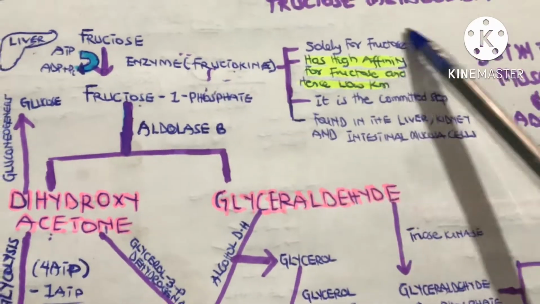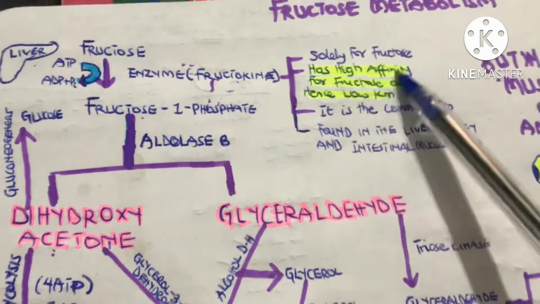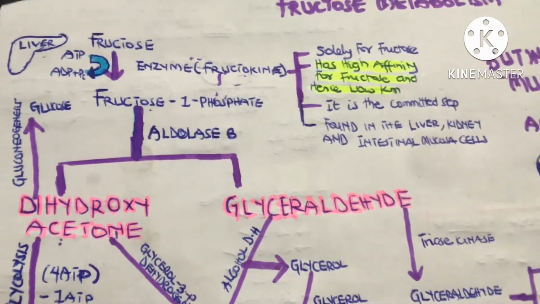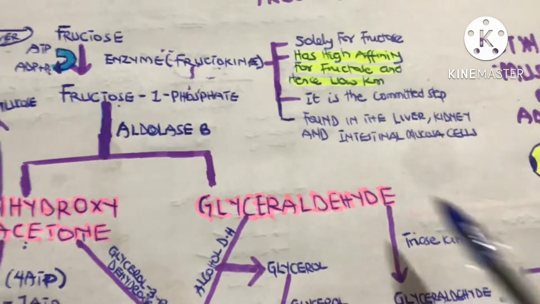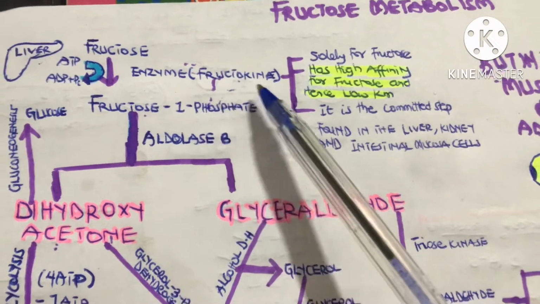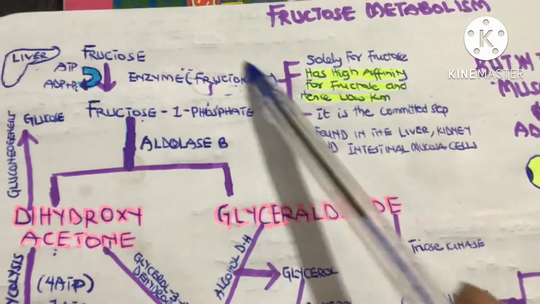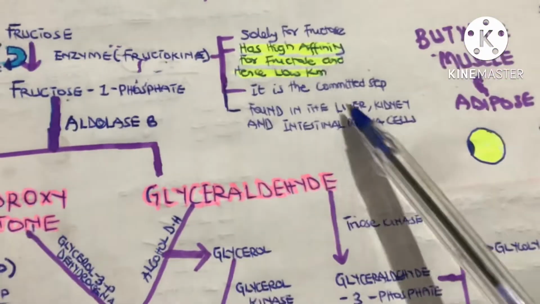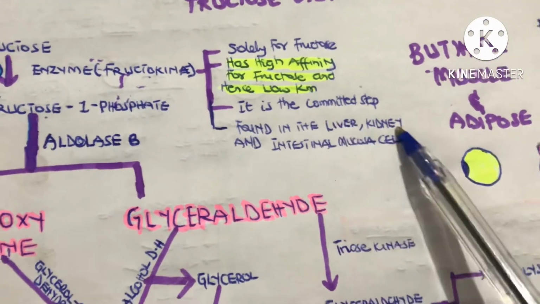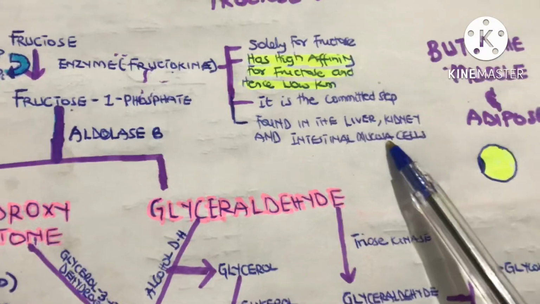This fructokinase is solely for fructose. It has high affinity for fructose, and biochemists will say, in other words, it has low Km. It is this step, the conversion of fructose to fructose 1-phosphate, that is the rate limiting step or the committed step in fructolysis. And this fructokinase is mainly found in the liver, the kidney, or the intestinal mucosa cells.